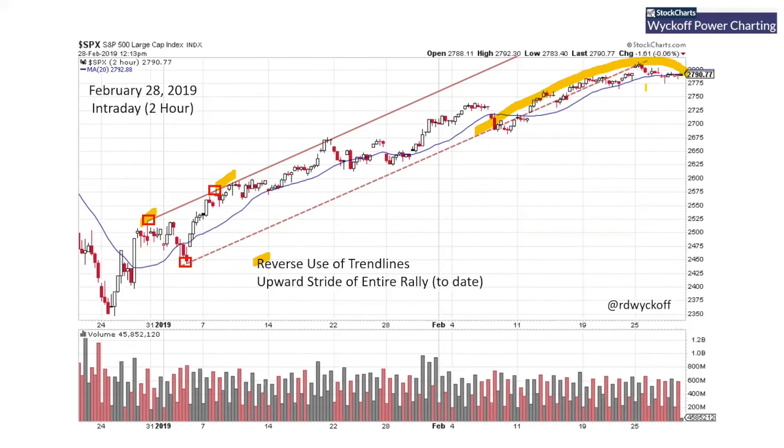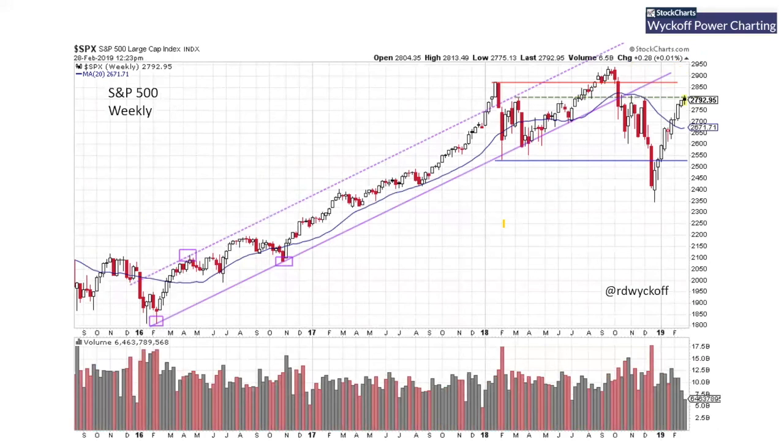So we pretty much lost our momentum in the 2-hour chart of the S&P 500, going back to the beginning of 2019. So this is interesting. Well, let's go on and move to the next in the short time we have.